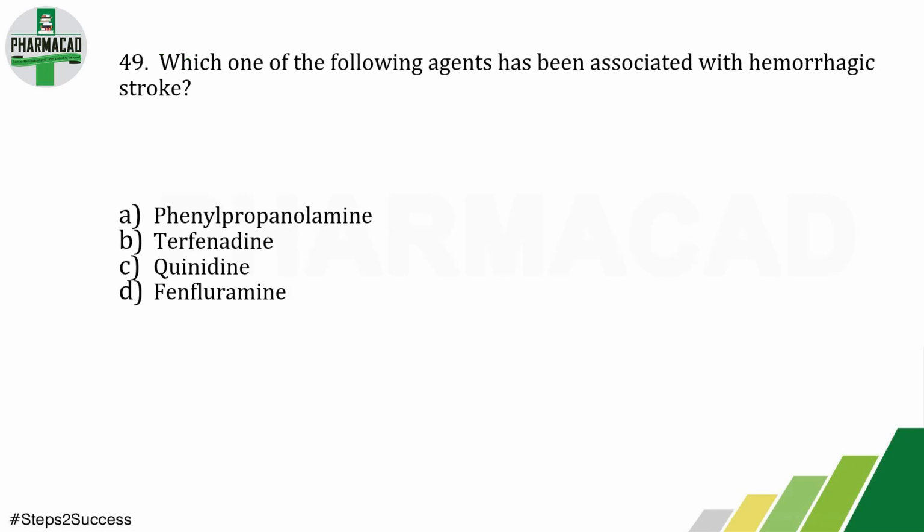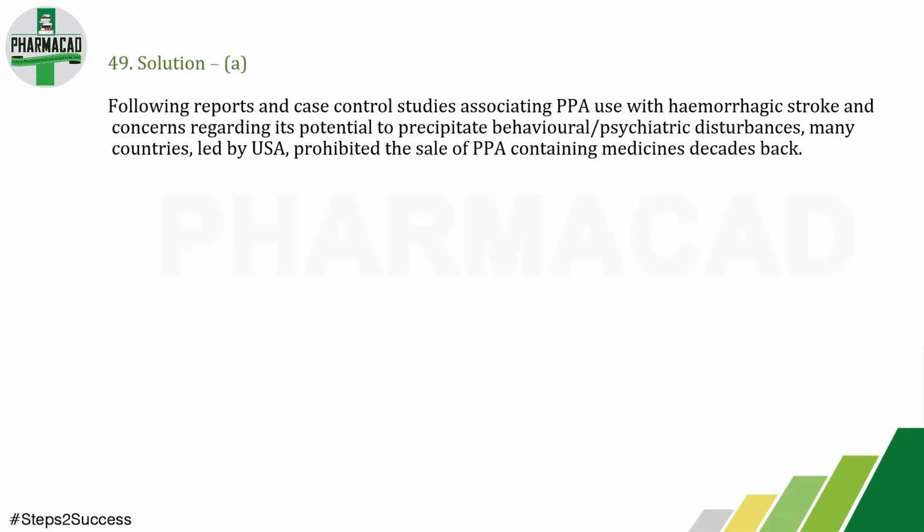Next question. Which of the following agents has been associated with hemorrhagic stroke? Is it phenylpropanolamine, terfenadine, quinidine or fenfluramine? So the correct option here is phenylpropanolamine, which is associated with hemorrhagic stroke, and there were concerns regarding its potential to precipitate behavioral and psychiatric disturbances, and the sale of phenylpropanolamine has been prohibited. So yes, this is the adverse effect relating to phenylpropanolamine, that is, it causes hemorrhagic stroke.